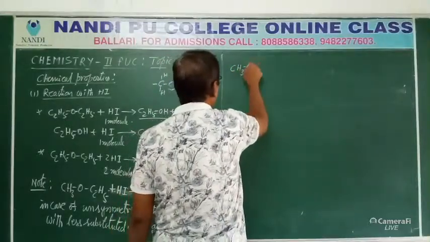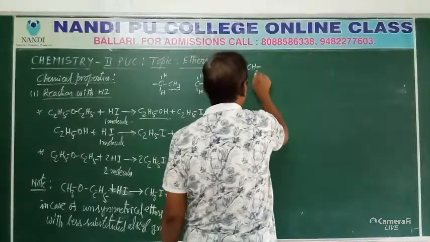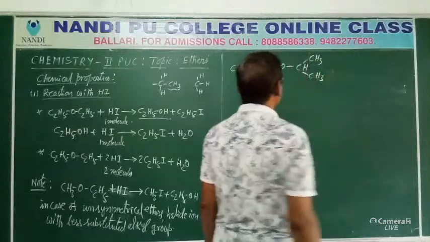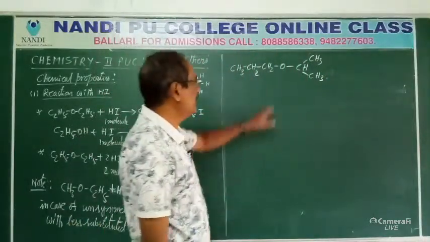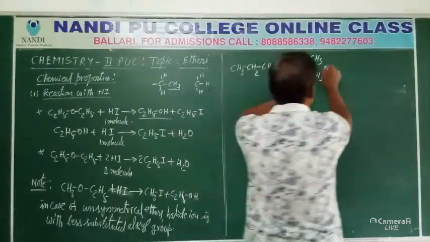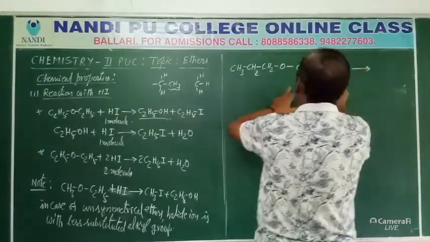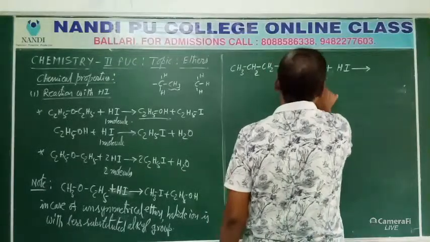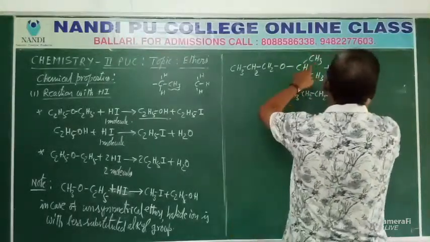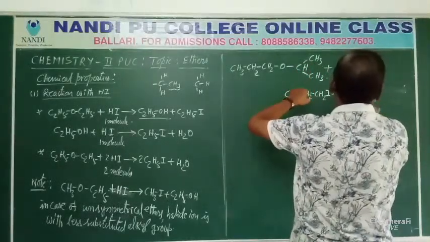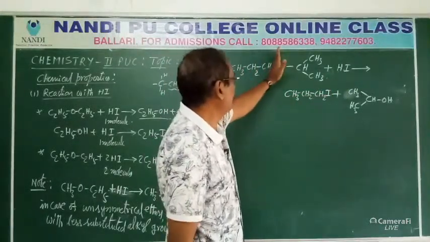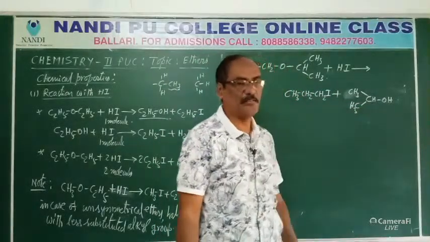If I take one more example, say CH3CH2OCH(CH3)2. So which one is less substituted? This one, because this carbon has 2 hydrogens, an ethyl group. This carbon has 2 methyls and a hydrogen. So this is more substituted. So in this case, if we take HI, then what will be the product? CH3CH2I plus CH3CH(OH)CH3. Iodine is with the less substituted group, and hydrogen is with this group. This is isopropyl alcohol.